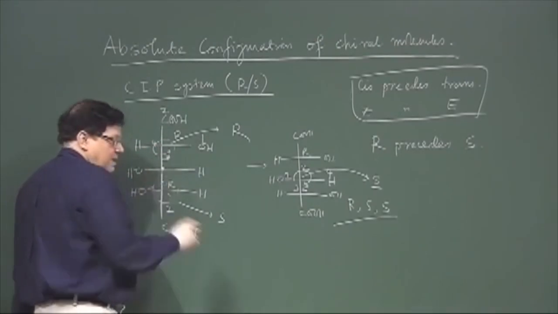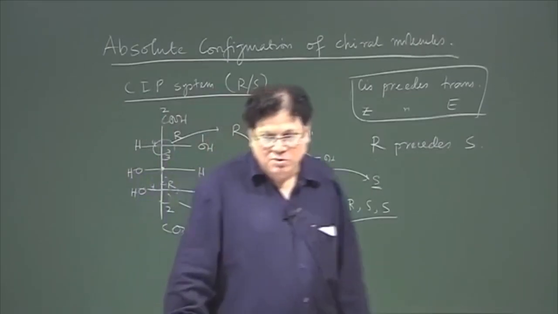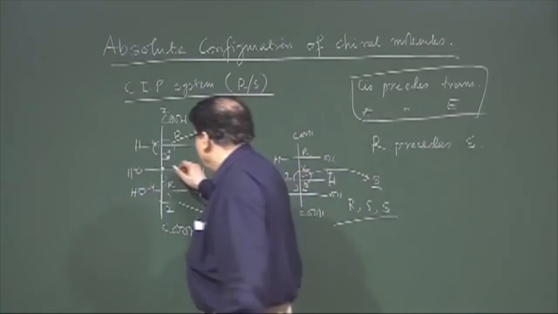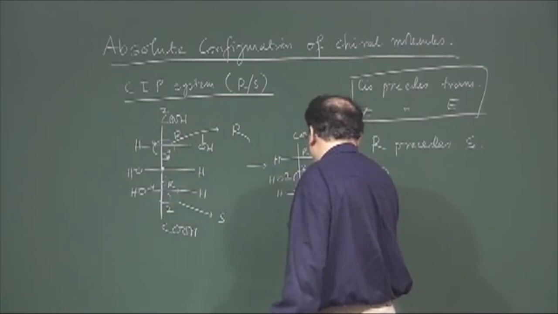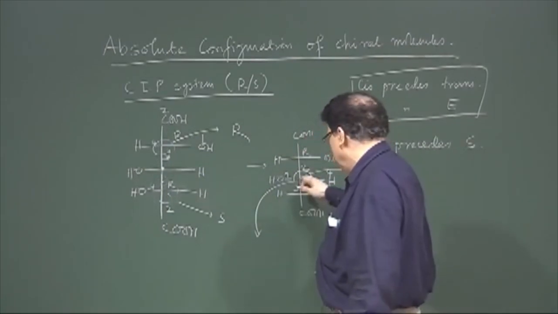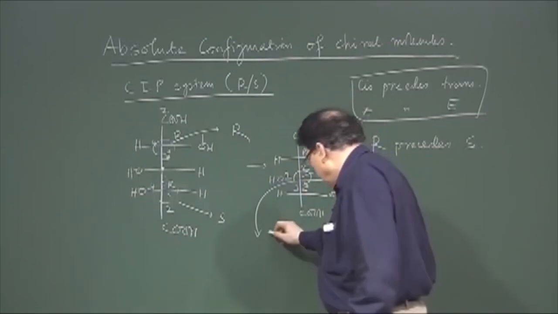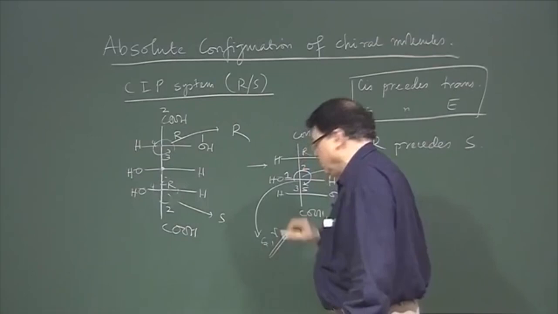So, this is what I said, that it is sometimes chiral, sometimes not chiral. So, this is called a pseudo chiral center. Some books prefer to write small r or small s for this to distinguish between the normal stereo center and this type of pseudo stereo center. They use the small s, small r notation.